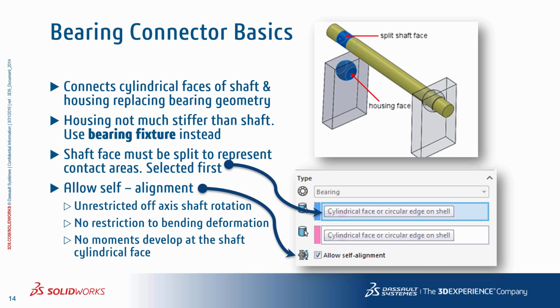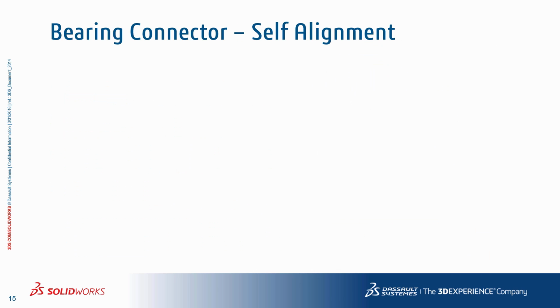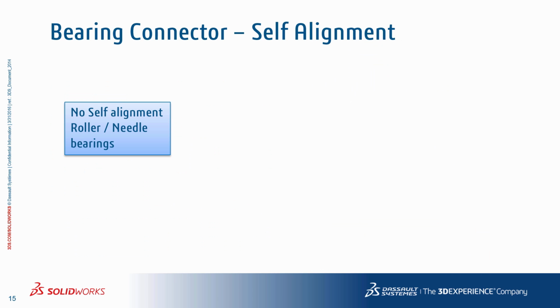Now, the allow self-alignment option provides an off-axis rotational degree of freedom as a ball bearing might see, meaning there is no restriction to bending deformation, or in other words, no moments develop at the shaft cylindrical face. Let's talk a little bit more about the self-alignment option.